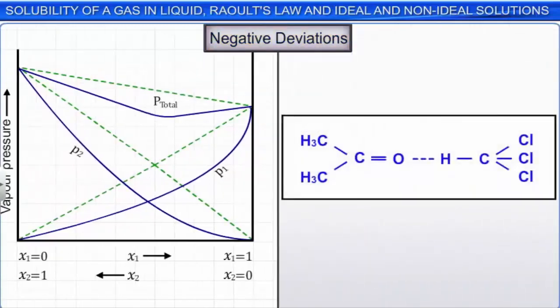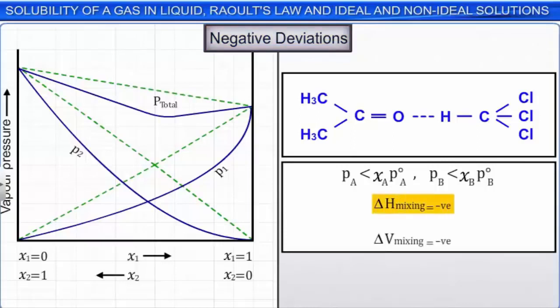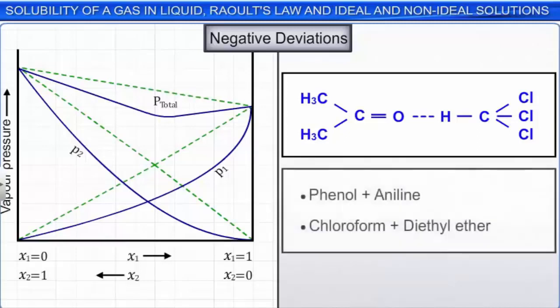As you can see here, formation of a H bond takes place between the chloroform and the acetone molecule. This decreases the escaping tendency of the individual molecules and results in negative deviation from Raoult's law. For the solutions exhibiting negative deviations, delta H mixing and delta V mixing both are negative. A few more examples of non-ideal solutions exhibiting negative deviations are phenol aniline and chloroform diethyl ether solutions.